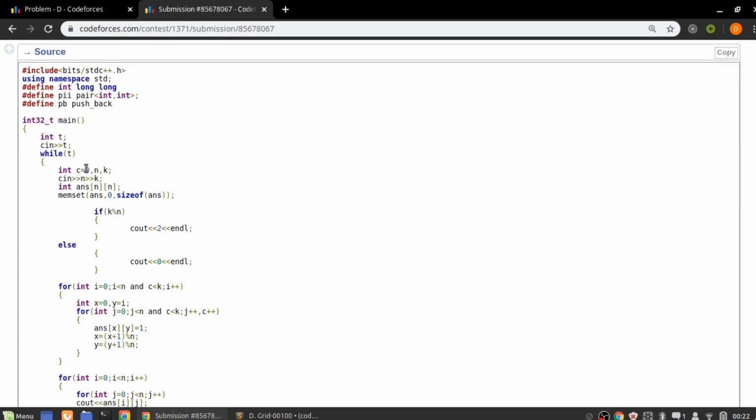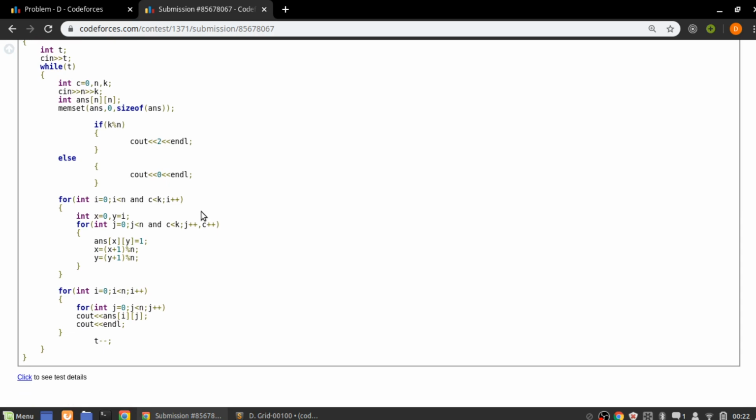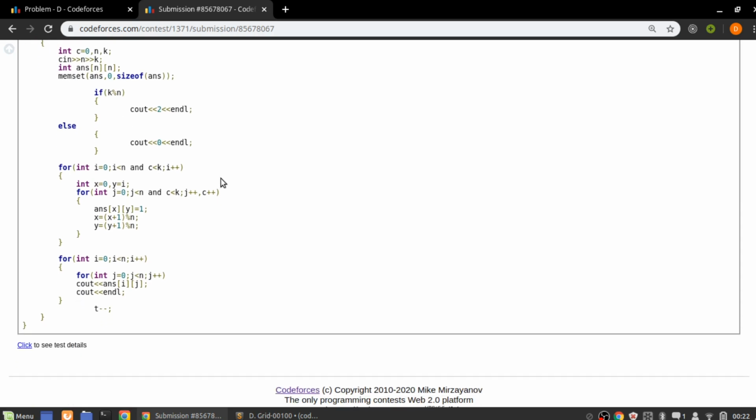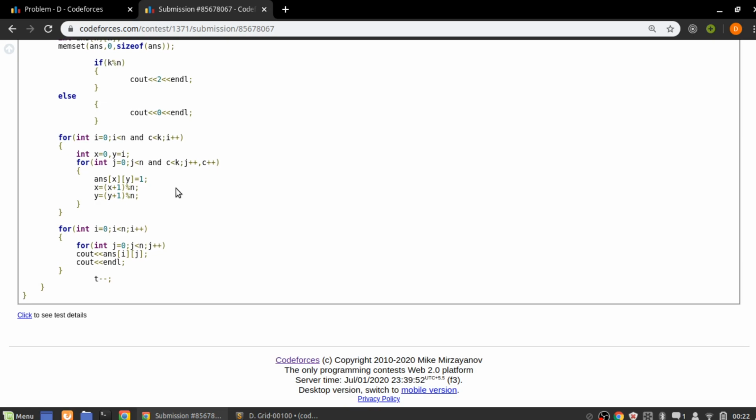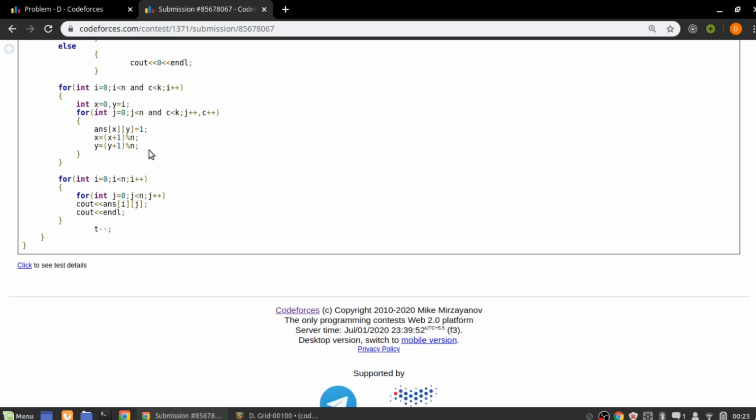So we input t and then n and k, we initialize the answer array to 0 using memset. Now if k modulus n is greater than 0, then cout 2, else cout 0. So this is the answer. Now let's construct our grid. We start at 0, i and n times we move diagonally. So ans[x][y] equal to 1, and now we move diagonally.